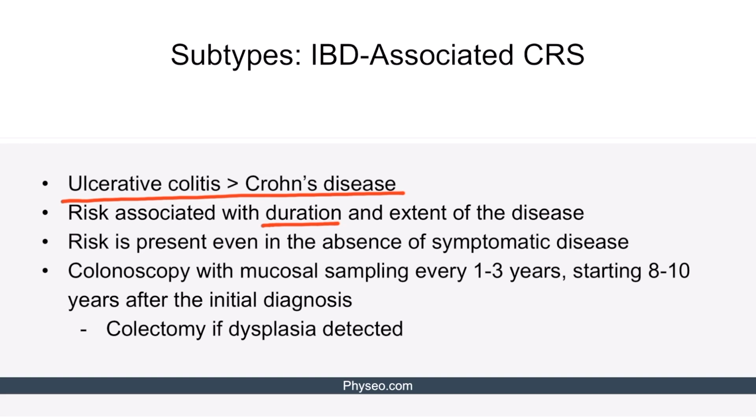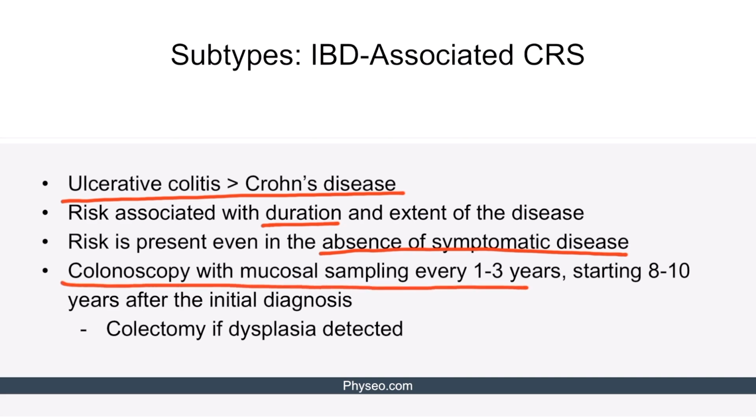And strangely enough, the duration of disease does not mean how long they've had symptoms, because you can have ulcerative colitis and be very symptomatic and then go into remission, but they still have ulcerative colitis. So the clock is still ticking and bringing them ever closer to increased risk of colon cancer.